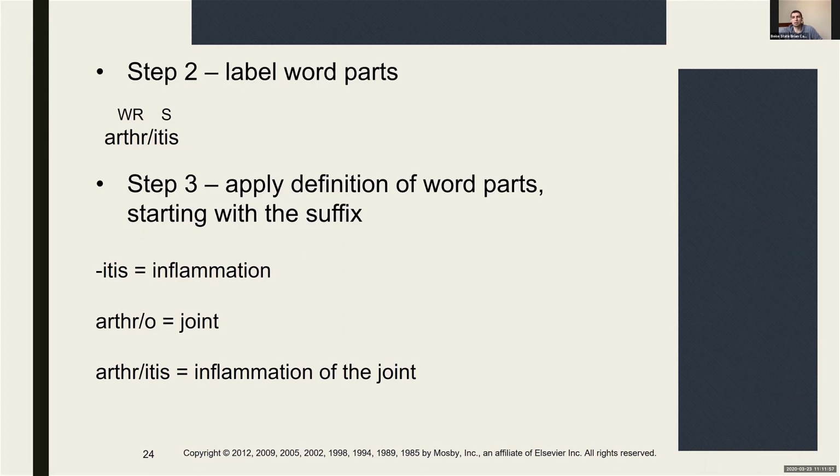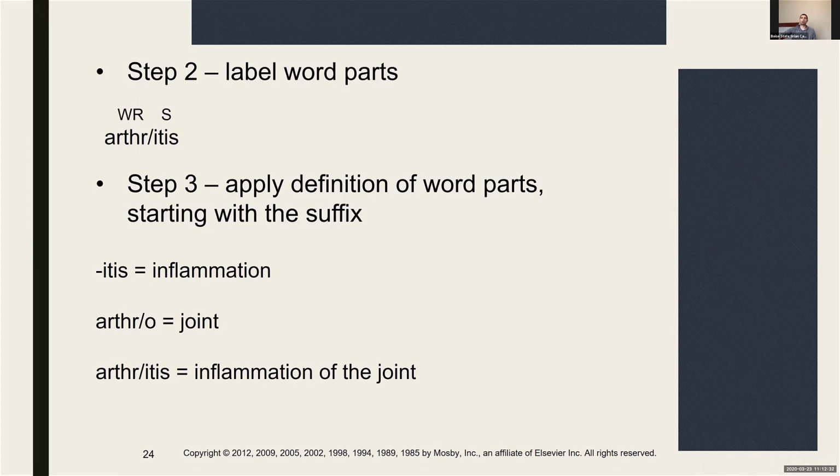So starting from right to left, itis means inflammation, arthr meaning joint. And then if you did use the combining form, which is adding the O, then it still means the exact same thing. So note that the combining vowel added to the word root does not change the meaning of the word root. Remember, it's only there to make it easier to speak and not to actually change the meaning. So whether someone says arthritis or arthroitis, it doesn't change the meaning at all.